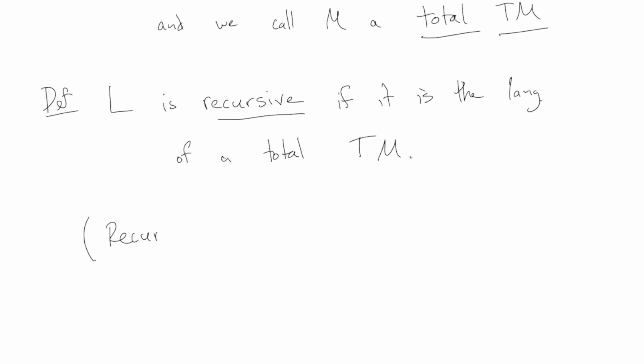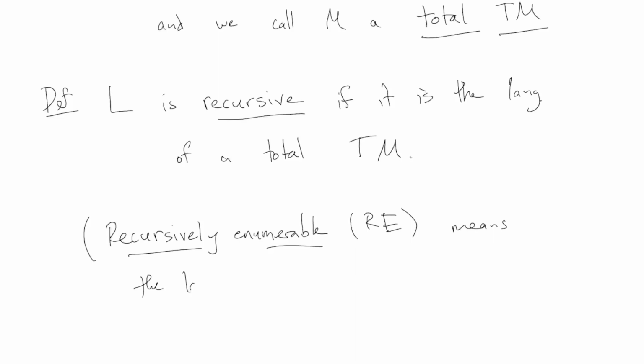Recursively enumerable is different. Recursively enumerable, which from now on I'm always going to say RE, means it's the language of any Turing machine, not necessarily total. This is a little bit of a pain to keep straight. Recursive means it's a total Turing machine, which means there are no infinite loops. Recursively enumerable means it can be done with a Turing machine, but that Turing machine may sometimes go into an infinite loop.